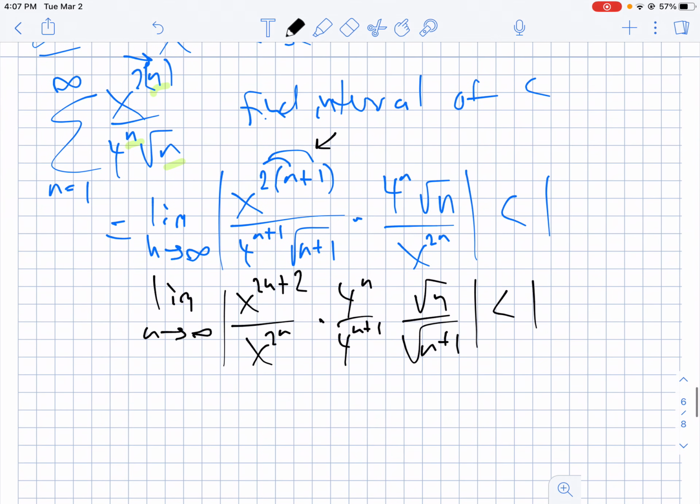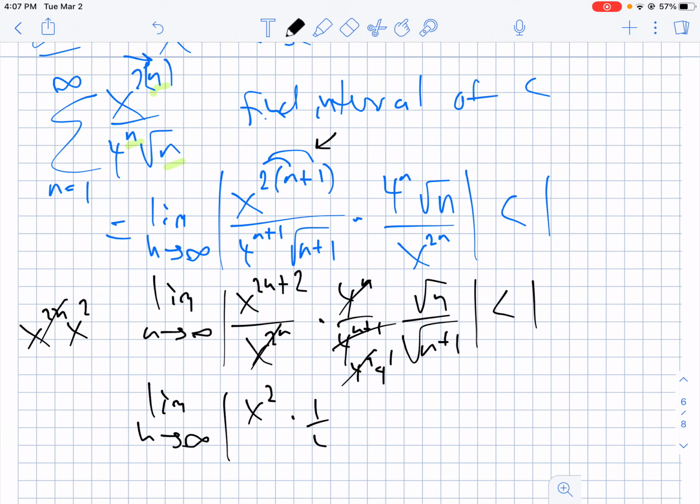Okay, let's clean this up a little bit. So when I work this out, that's going to be what? So I have x to the 2n times x squared on top. So we'll cancel those out. We'll actually get an x squared here. Here, this is a 4 to the n times a 4 to the 1. So those cancel. We're left with a 1/4 on bottom. And then a square root n over n plus 1.